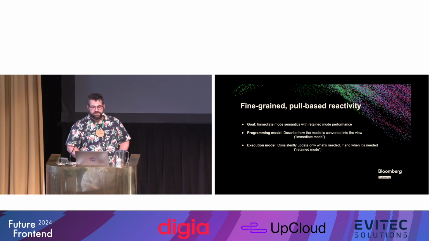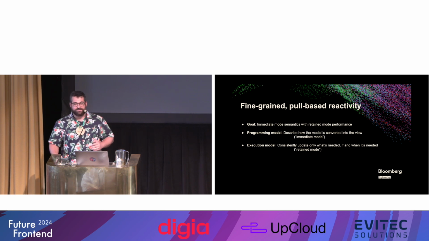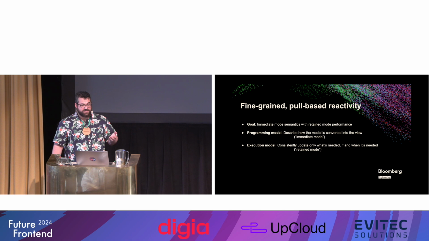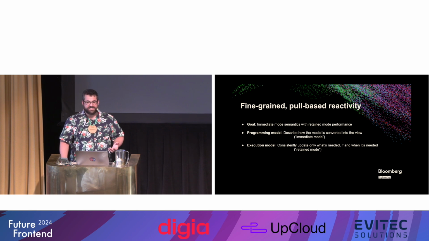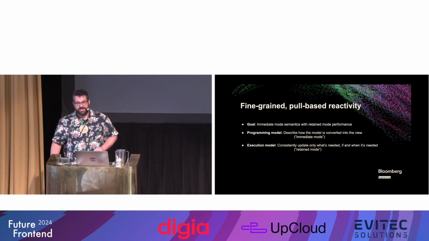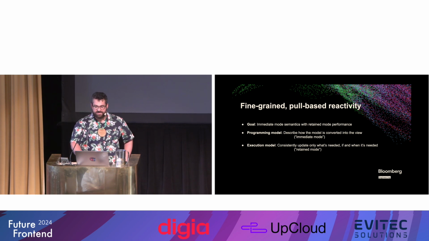So the goal of fine-grained pull-based reactivity is to somehow bridge these. We want retained mode performance while having immediate mode semantics. We want it to be that you program in terms of what is the function from the state to the DOM, and then instead it only reevaluates and changes the little parts of it that are relevant to change.